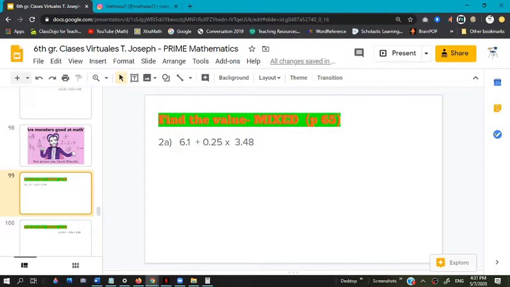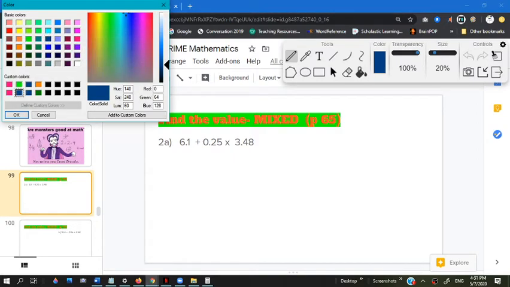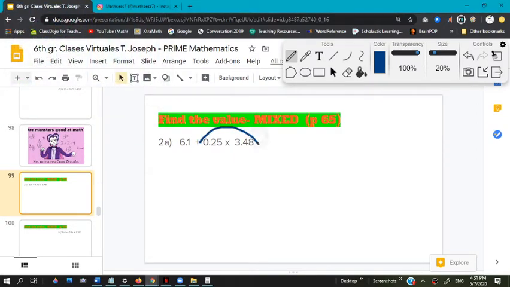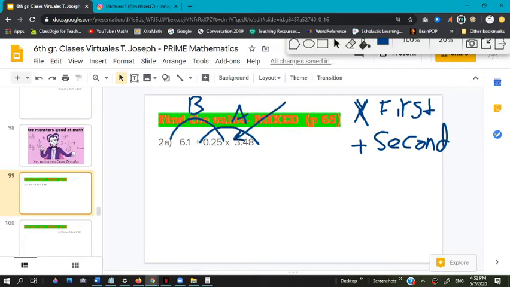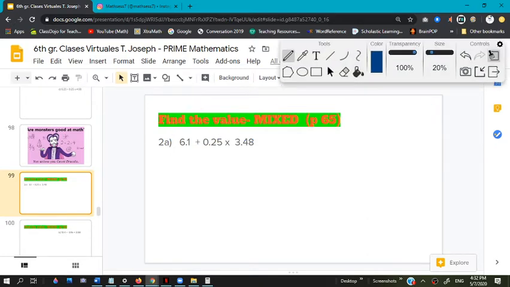On the bottom of page 65, we have now a mix of problems. We have addition and multiplication. What are we going to do first? We could do the multiplication first, or we could do the addition first. What should we do first, step A or step B? Just like you remember, we're going to do the multiplication first, and then we're going to do the addition or subtraction. In this case, it would just be the addition. That's going to be second. So let's do that first problem, the multiplication first. Let me clear all of this so you guys have more space.